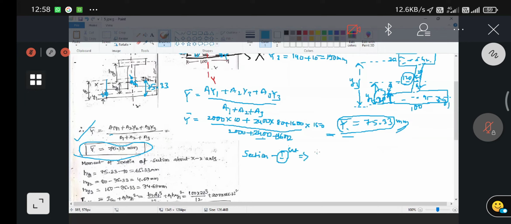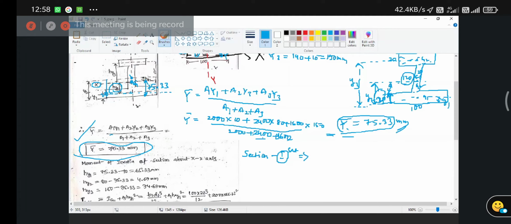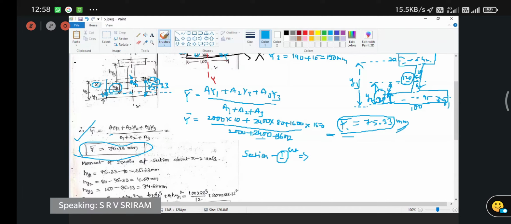In order to find the moment of inertia, we need each and every perpendicular distance between these. See here, we know this is the central axis. Whatever the hy1 is here, this xx is the total central axis of your I section. About this I section central axis, we are finding the total moment of inertia for the I section.